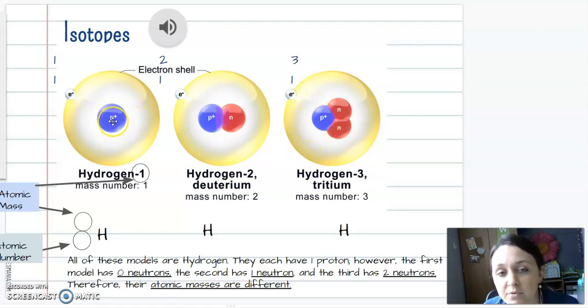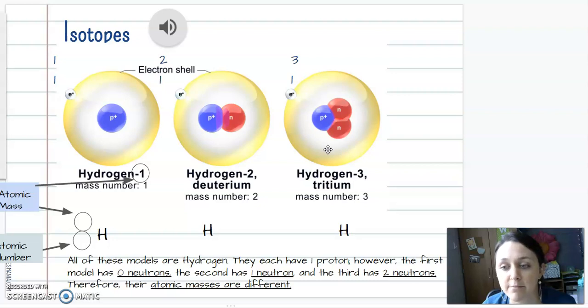We know protons plus neutrons gives us the atomic mass. Protons, 1, plus neutrons, 0, gives us an atomic mass of 1. And the second one, protons, 1, plus neutrons, 1, gives us the atomic mass 2. Protons, 1, plus neutrons, 2, gives us the atomic mass 3. So all 3 of these are hydrogen. All 3 of these occur in nature at different times, but all 3 of them have different atomic masses, making them isotopes.